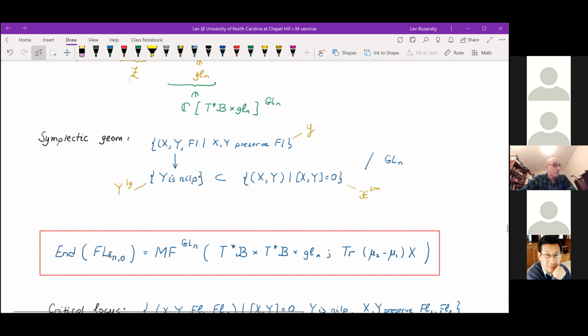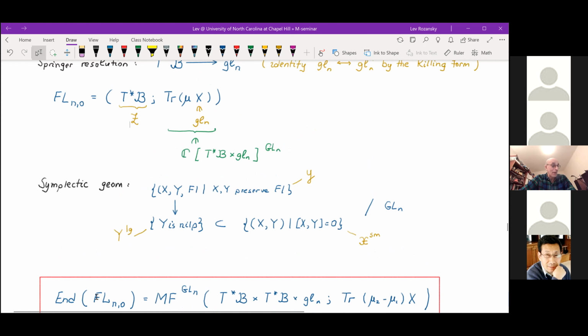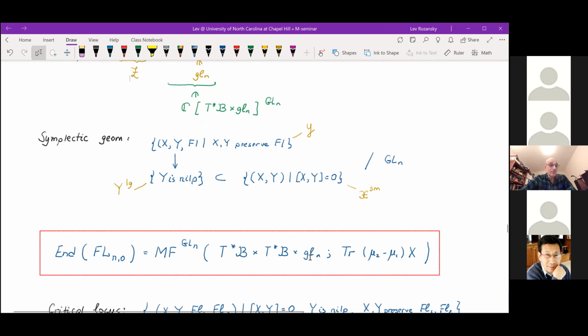And the endomorphisms of this object is matrix factorizations. First of all, they're GLN equivariant. And you have to take two copies of cotangent bundles because you have two copies of the object. It's Hom from the object to itself. So you have two copies of the auxiliary variety and the base GLN. And W is the difference between moment maps times X.